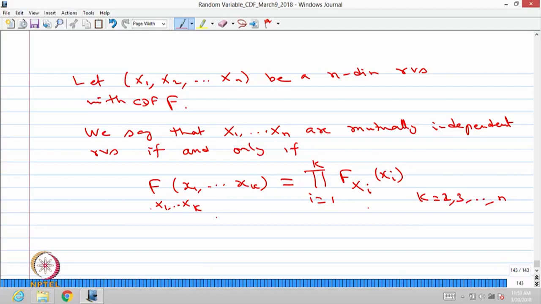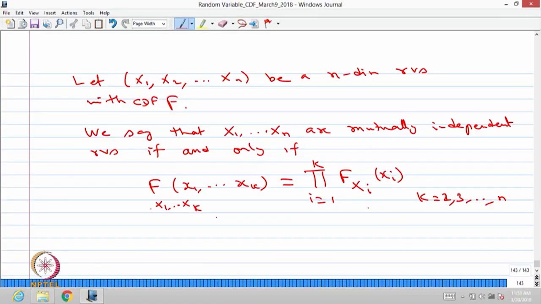Then we conclude they are mutually independent. It is the same as mutually independent events. If you have n events, and you say that they are pairwise independent, that means any two events satisfy the independence condition, then they are called pairwise independent. If they are mutually independent, that means whatever collection of events you take, the independence condition is satisfied, then we conclude they are mutually independent events. The same thing here: if you have n random variables, whatever number of random variables you take from those n that satisfy the independence condition, starting from any two till all the random variables, then we conclude they are mutually independent.